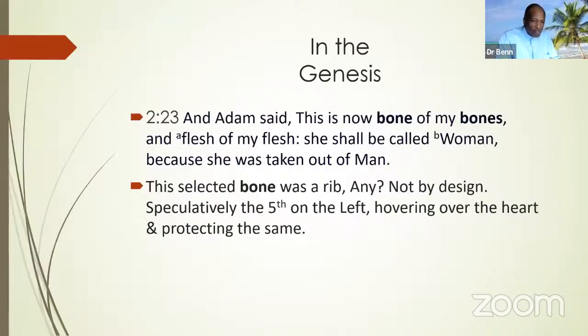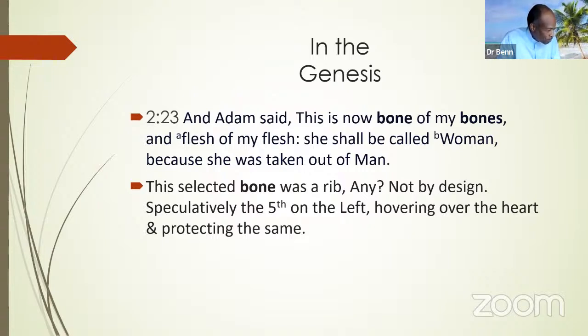Well, bone first occurs in the Bible, in Genesis chapter 2, verse 23. And Adam said, "This is now bone of my bone and flesh of my flesh. She shall be called woman because she was taken out of man." A rib, yes, that's what the Lord chose. Of all the 206 bones in the normal adult skeleton, he chose a rib, and not just any rib. God is intentional by design, and speculatively, it was the fifth rib on the left side.